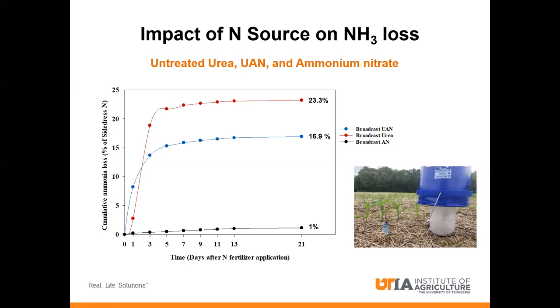Next, we want to look at cumulative ammonia loss over the 21 days. On the y-axis is your cumulative ammonia loss, which is percent of sidedress N, and on your x-axis, we have time in days after nitrogen fertilizer application. Again, if you look at ammonium nitrate, we have less than 1% nitrogen loss as ammonia. However, urea had the highest ammonia loss of 23% compared to broadcast UAN, which had about 16.9%. This tells us that if you're using urea fertilizer, you're likely to have higher losses than liquid UAN. We know that liquid UAN contains 50% urea, 25% nitrate, and 25% ammonium. It has less urea, and that may account for the lower losses that we see.